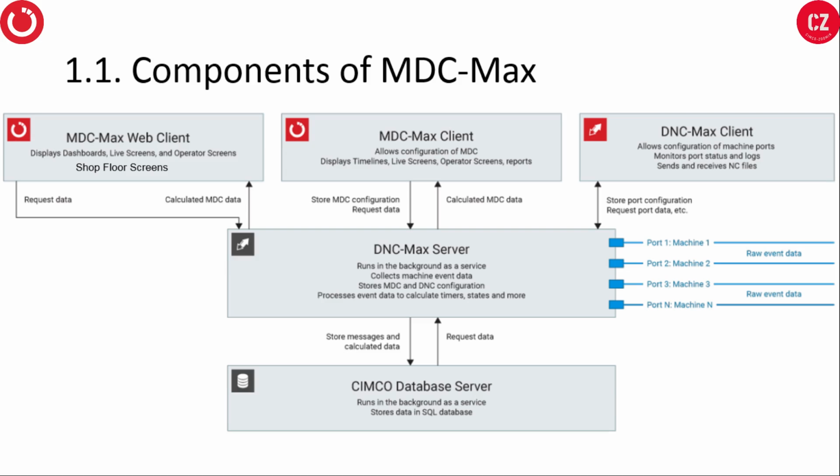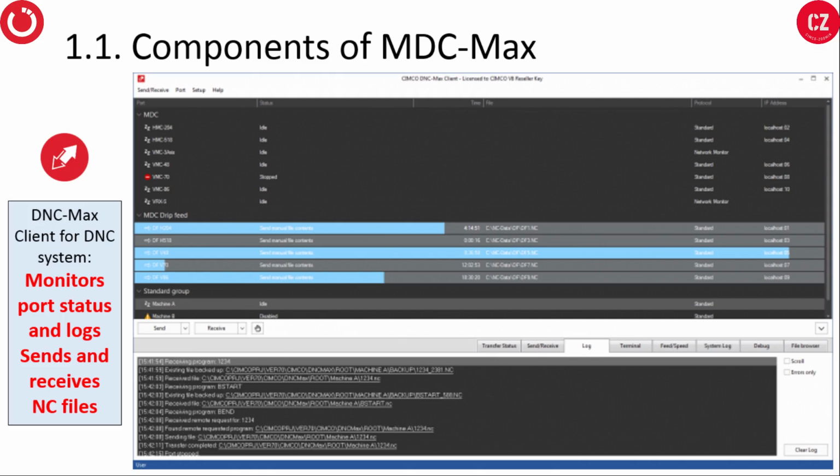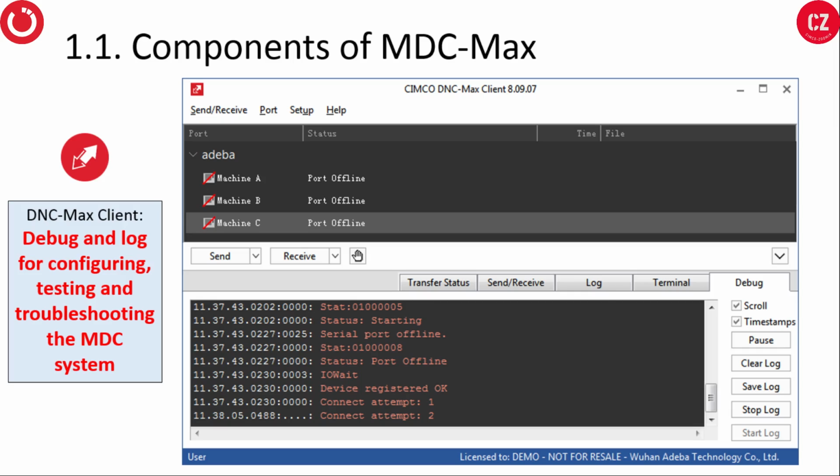In the diagram, you will also notice the DNC-Max client. This is used to configure the machine ports on the DNC-Max server and to configure how each port converts the signal data it receives into MDC messages. The DNC-Max client is also very useful in regards to viewing both server and port logs, which is essential when configuring, testing, and troubleshooting the MDC system.